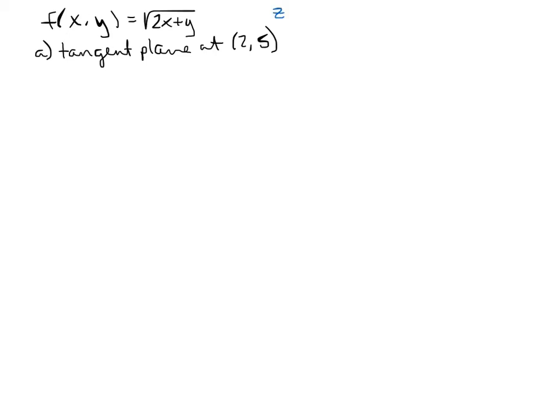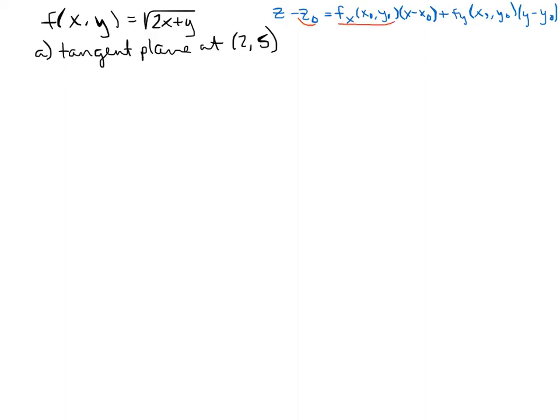On the page a couple pages ago, you saw that the tangent plane is z minus z naught equals the partial with respect to x at x naught y naught times x minus x naught, plus the partial with respect to y at x naught y naught times y minus y naught. Okay, so z is going to stay as z. We're going to need to calculate a z naught.